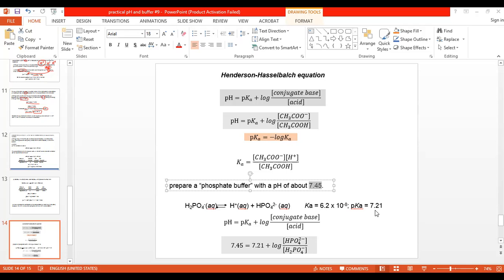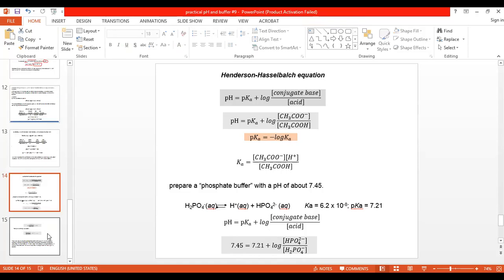Okay. So now what we know is pH, because this is what we need to prepare, which is 7.45. So we'll plug it in over here. Also, we calculated pKa over here. And now we need to calculate the ratio of HPO4 2- over H2PO4-. All right. Now let's just see how to do it.